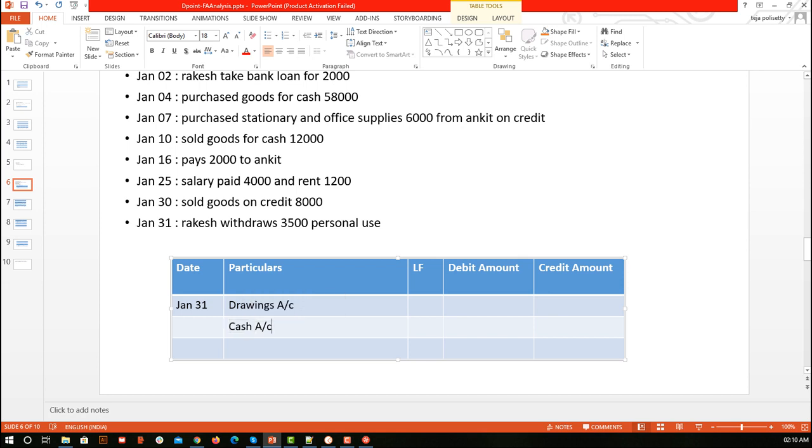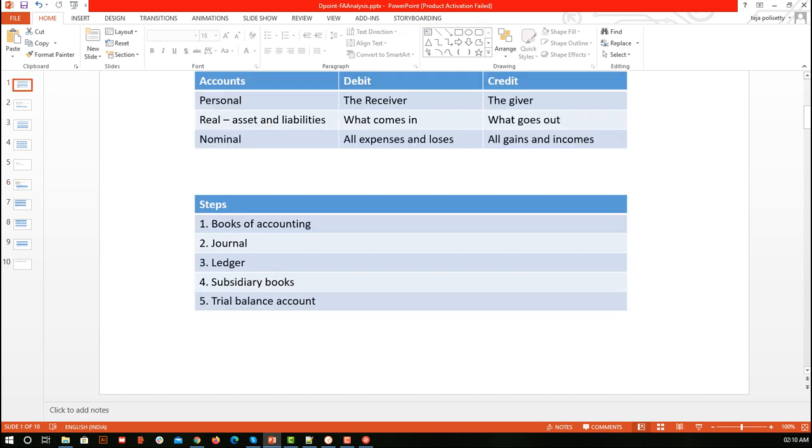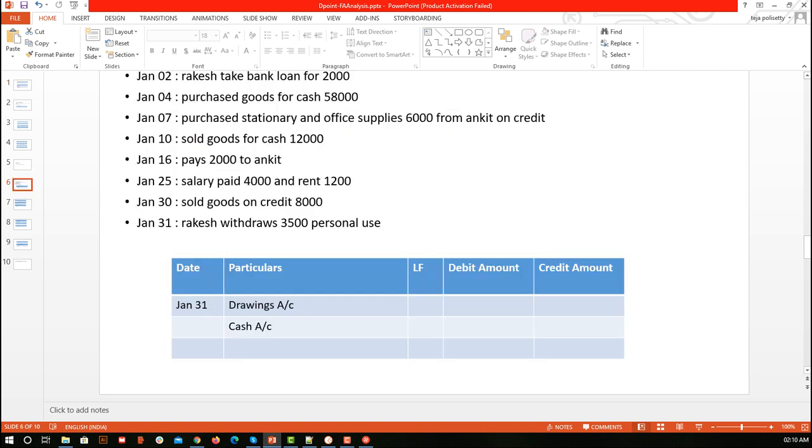Okay, now 3,500 is withdrawn from the cash account, meaning money is going out of the cash account. So the cash account going out is a credit. So we write that in the credit part. Here our amount was 3,500. Money is coming into the drawings account, so we can say that it is a debit account. Since this is a debit, we write Dr, and this is a credit, so we write To.